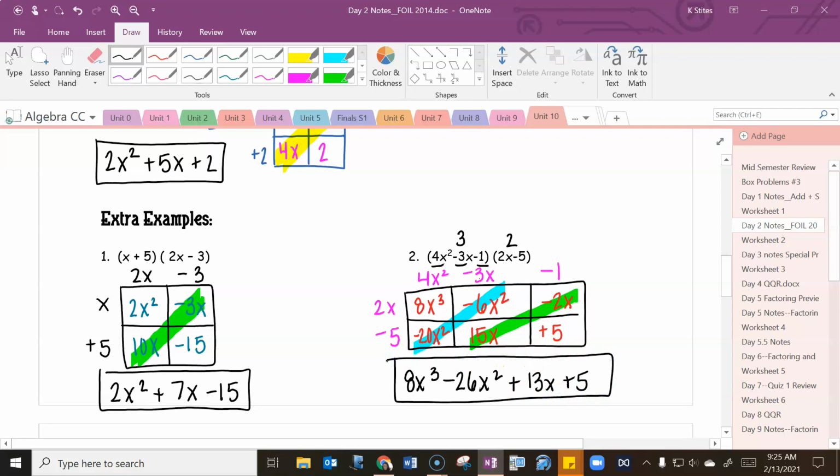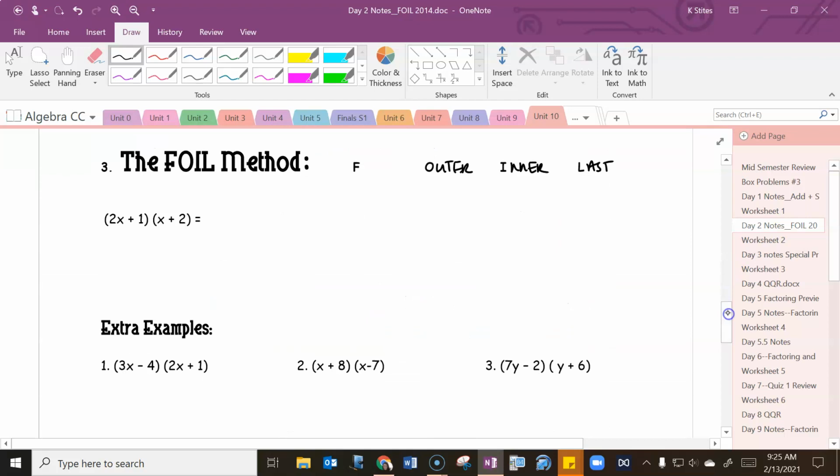All right, so that's method 2, the box method. Now we're going to talk about the more popular method, which is called the FOIL method. The FOIL method stands for, don't want to spoil the surprise, first, outer, inner, and last. And for outer and inner, you can say outside and inside if you prefer. So what this is telling you is the order in which we are going to distribute and multiply.